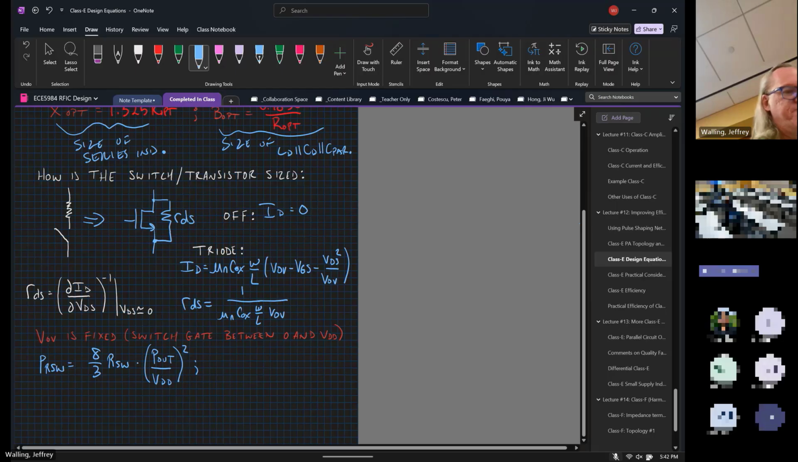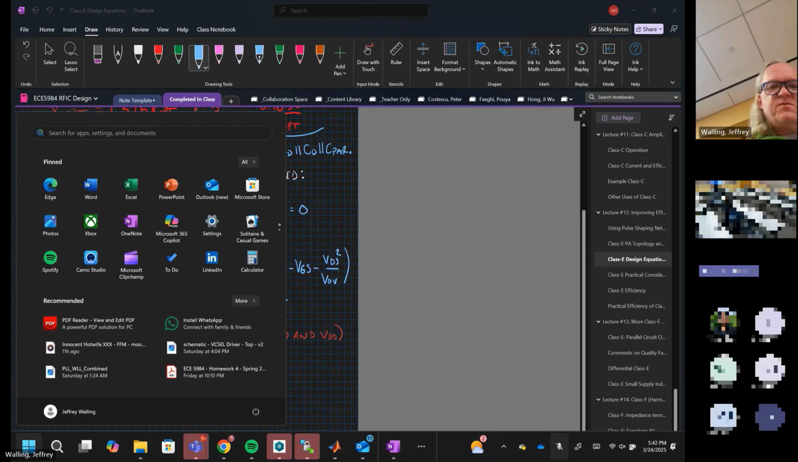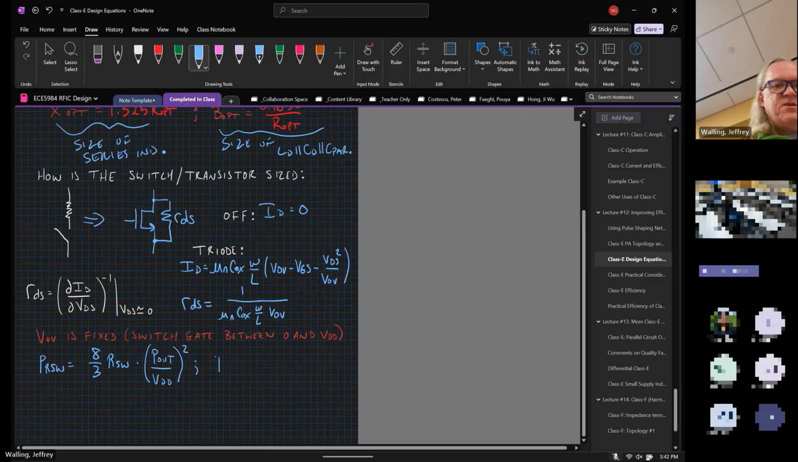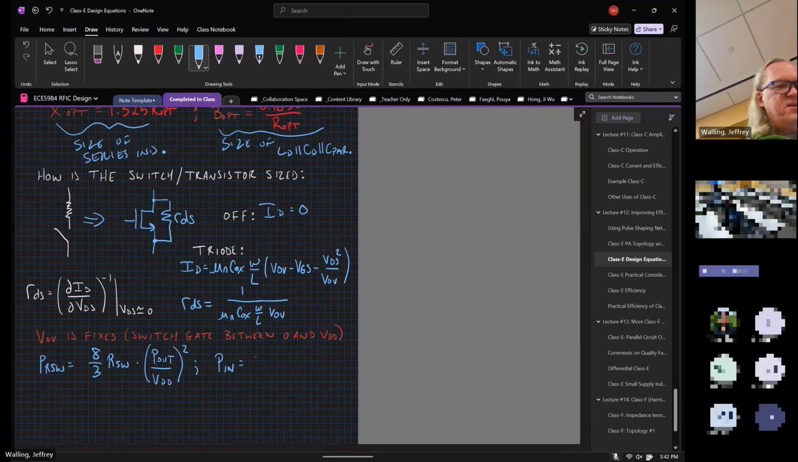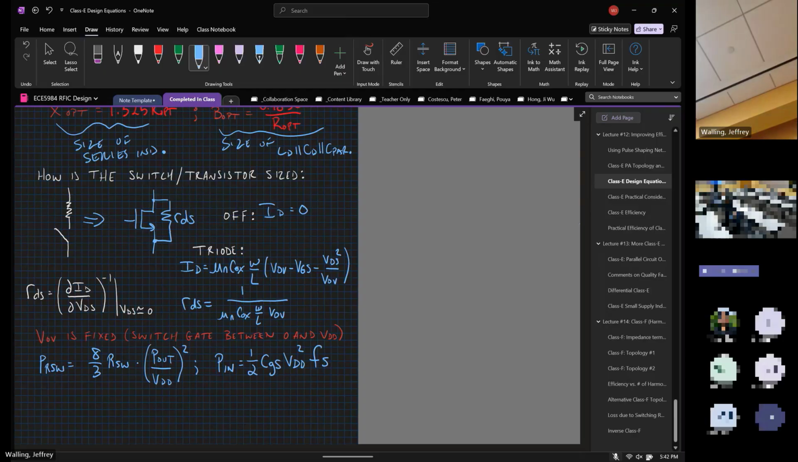emitter to collector path. Now at the input, we're also going to dissipate power because we have some large gate capacitance to switch. So P in is equal to 1/2 CGS times VDD squared times Fs, where Fs is the switching frequency, the RF frequency that we're going to operate at. So typical 1/2 C VDD squared F power consumption.